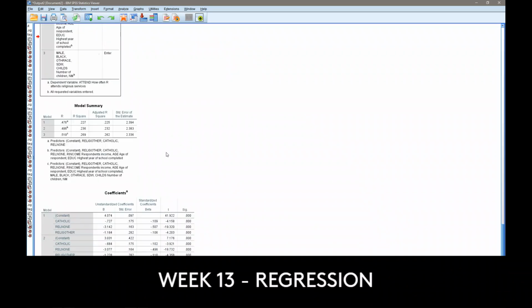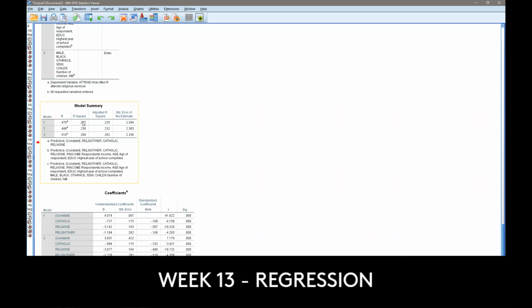Now, the next window is the model summary when we're looking at the R squared. Okay, so you can see here the 3 models, models 1, 2, and 3. What we are looking for here is we want to go straight to the R squared. What we want is this R square value to get bigger as we add variables. So in model 1, remember, all we have is religious denomination. Model 2, we added income, education, and age. And then the final model, we added the rest of the control variables.